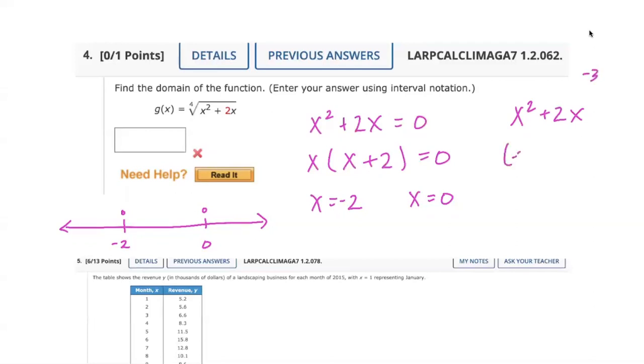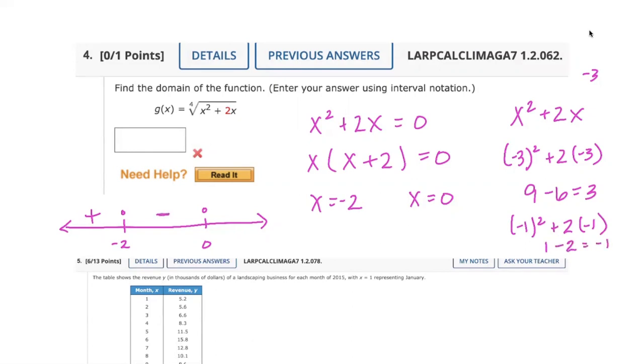So if we plug in -3, we have -3 squared plus 2 times -3. That gives me 9 minus 6, which is 3. So in that interval, we are positive. So then we need to pick a number between -2 and 0. So let's pick -1. So if we do -1, we'd have -1 squared plus 2 times -1. That gives me 1 minus 2, which is a -1. So it's negative in that interval.